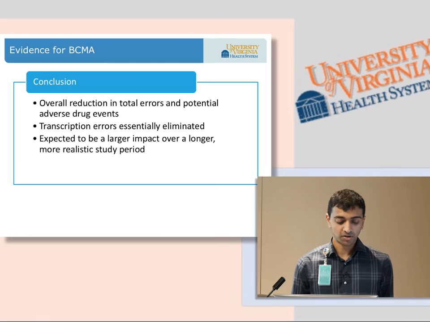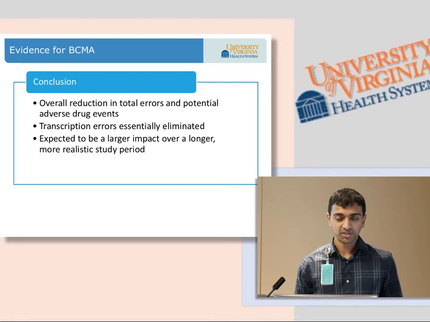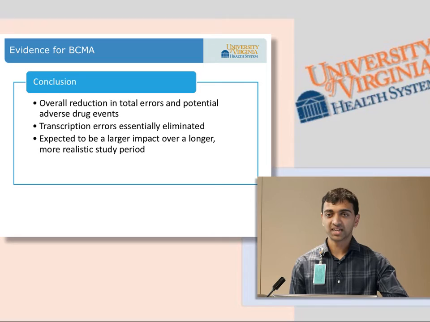So they concluded that there was an overall reduction in total errors and adverse drug events. The transcription errors, as we saw, were virtually eliminated. And this was just for a 9-month period. Obviously, over a longer period of time, say a year or greater, you would see a larger impact. So you would see that the delta of non-timing errors goes much, much further down.